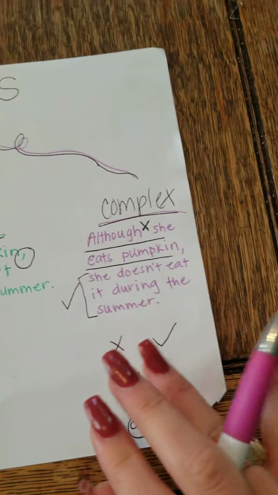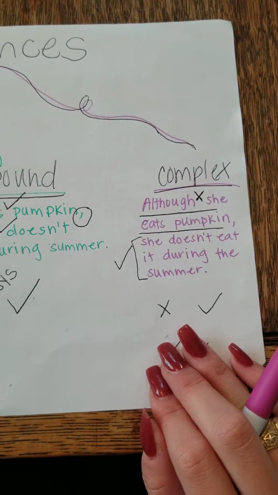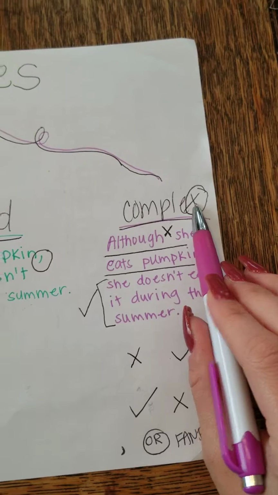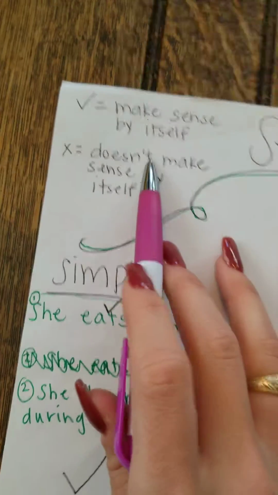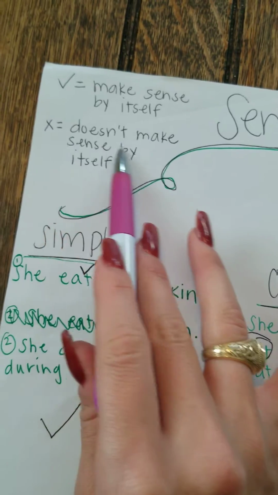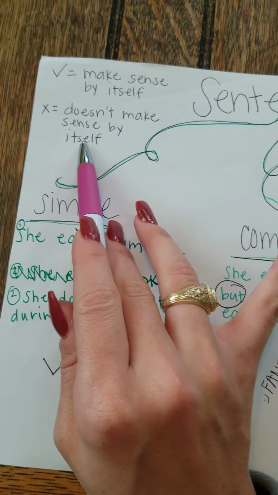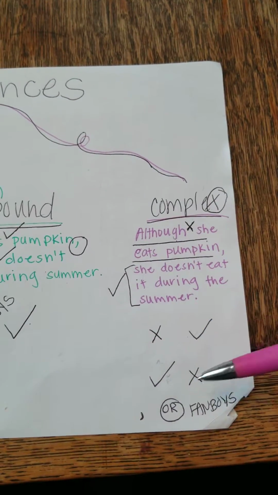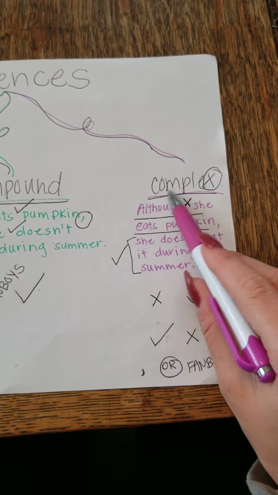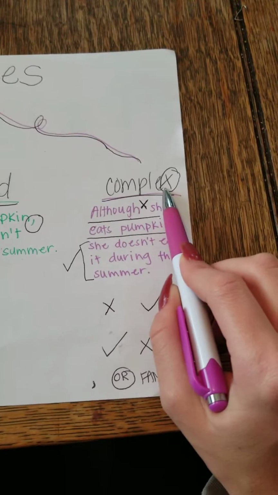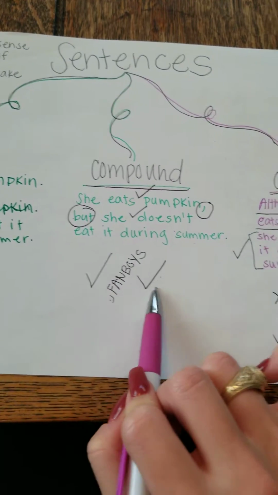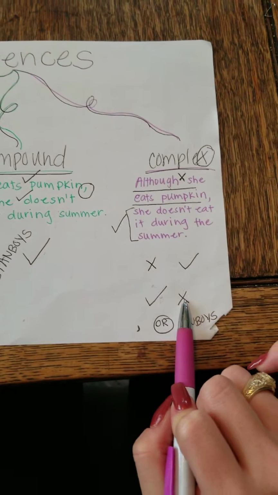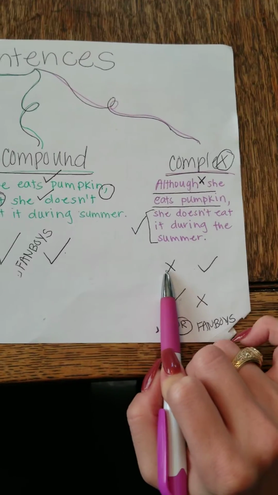Now, the third type of sentence is a complex sentence. See that X in complex? It's because in a complex sentence, you have one clause or one sentence that doesn't make sense by itself. Okay? So I'm going to read you this sentence here in just a second, but let's take a look down here. If you have a complex sentence, it has an X. So this sentence, instead of being two checks, is going to be an X and a check, or a check and an X. You're going to have one complete sentence and one incomplete sentence.